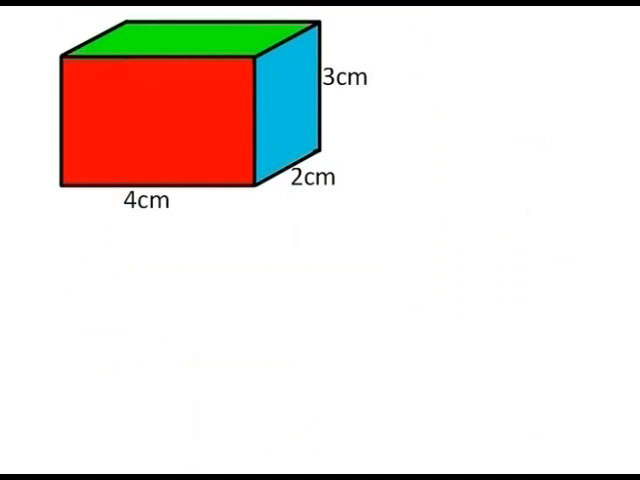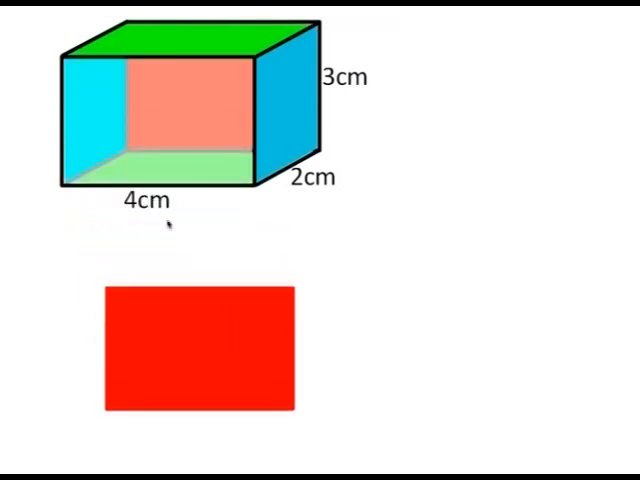We start with the cuboid. A cuboid has 6 faces, and so we will work out the area of all the faces and add them up together. We have a rectangle at the front with a length of 4 and a width of 3. And there are 2 of them.